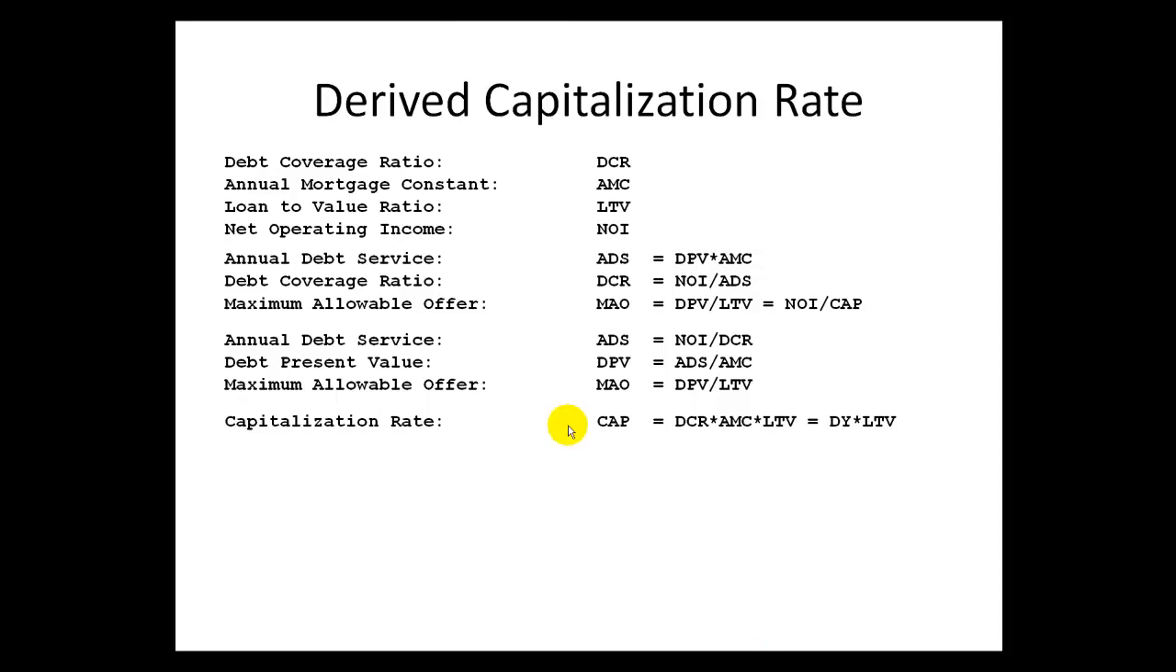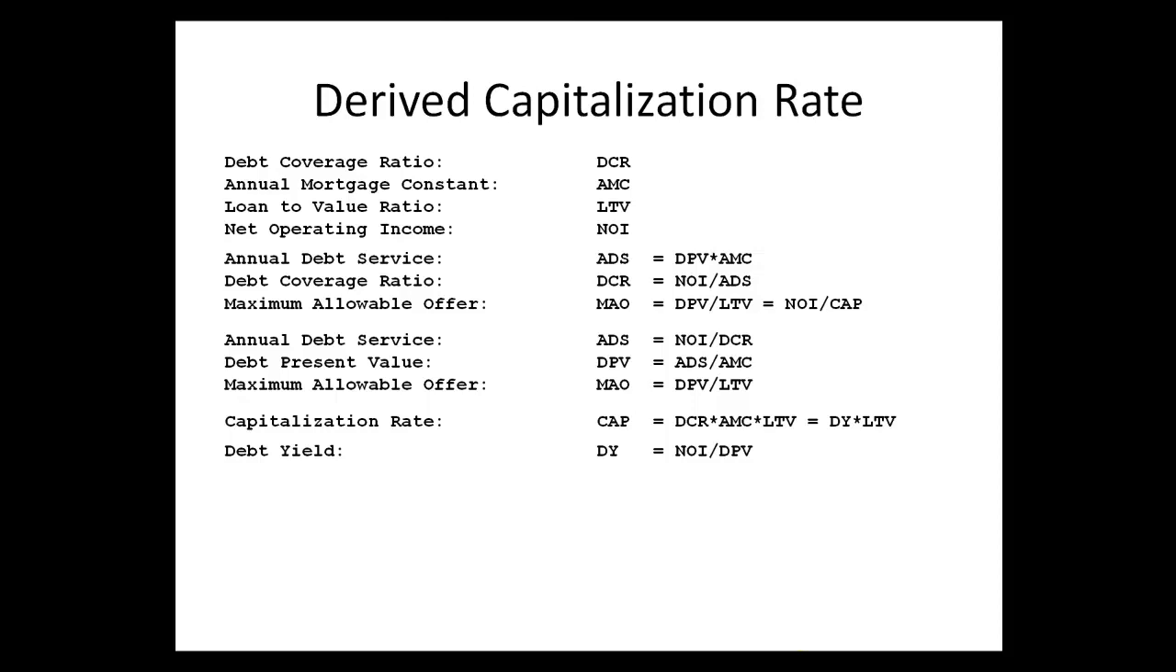You can see that we've started with the net operating income, we divide by the debt coverage ratio, and then divide by the annual mortgage constant, and then divide by the loan-to-value ratio to arrive at the maximum allowable offer, or the value of the property. Therefore, these three numbers, debt coverage ratio, annual mortgage constant, loan-to-value ratio, when multiplied together, determine the capitalization rate.